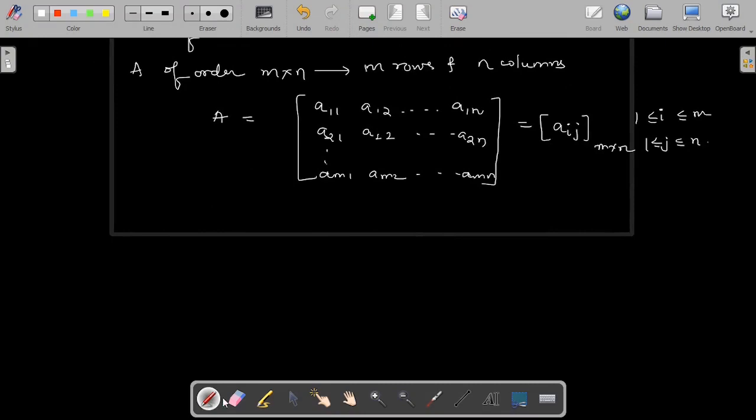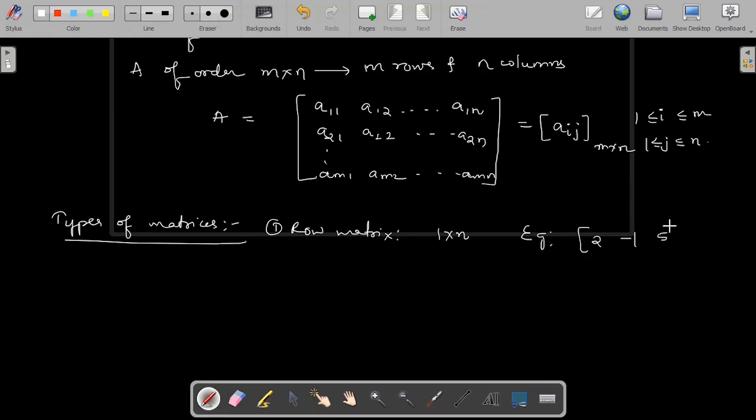Now there are different types of matrices. Types of matrix. A row matrix. A row matrix means it has only one row, which has order 1 by n. Any number of columns, but there is only one row. For example, 2, minus 1, 5. This is a matrix of order 1 by 3. There is only one row and 3 columns.